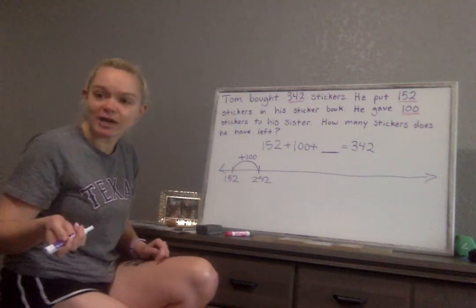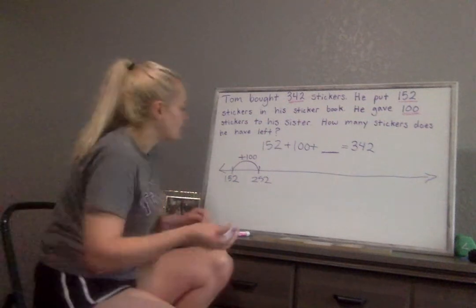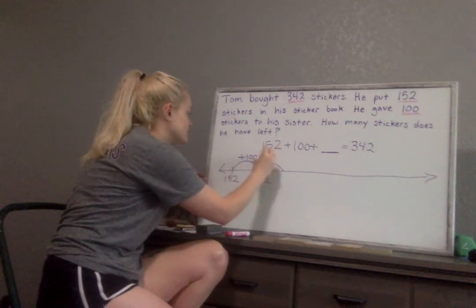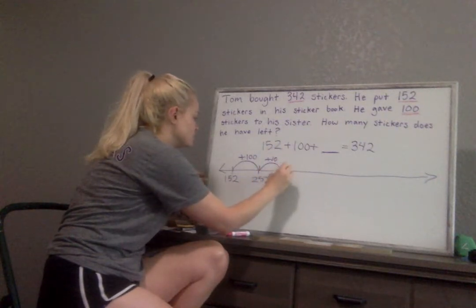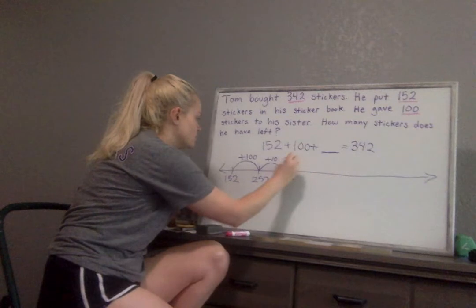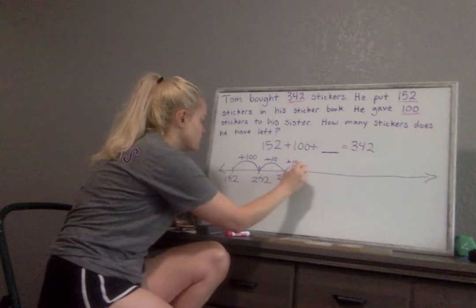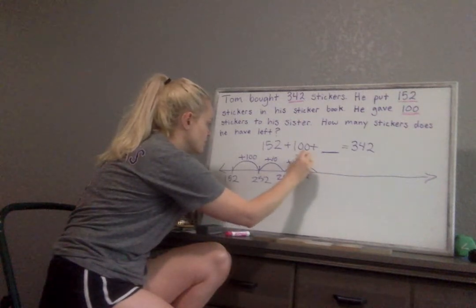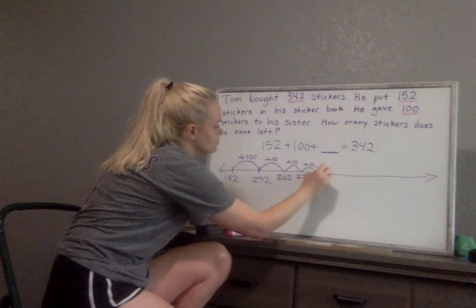So now I'm gonna start counting by tens again, because I think that's gonna be the easiest way. Okay? So I'm gonna make another rainbow. I'm going to put plus 10 above it. And that's going to put me at 262. Do it again. 272. Going to do it again. 282.